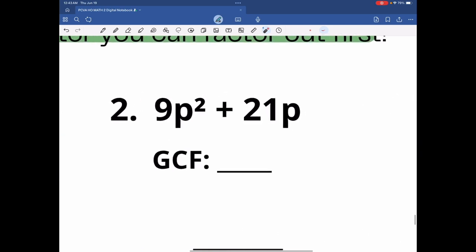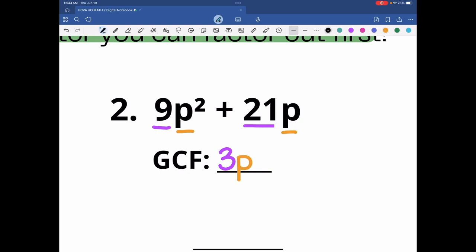All right, looking at number 2. Let's start with the numbers. I have 9 and 21. The largest number I can divide into 9 and 21 is 3. Then I have variables this time. This one has 2 p's, because remember p squared is p times p, and then I have a p here. So I can definitely take 1 p out of each term. My GCF is going to be 3p.